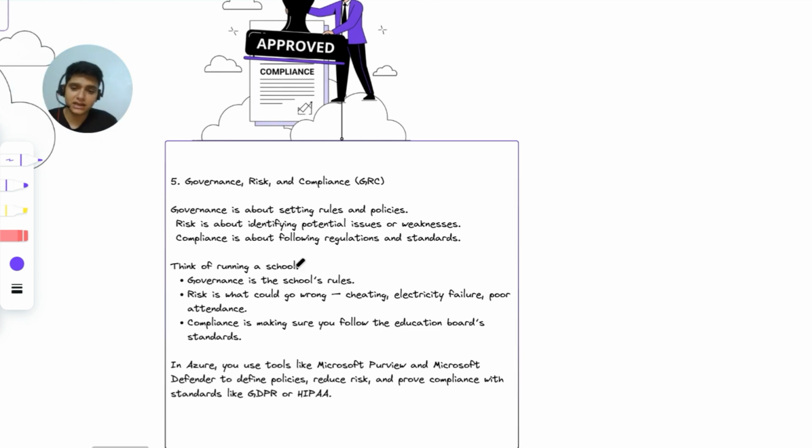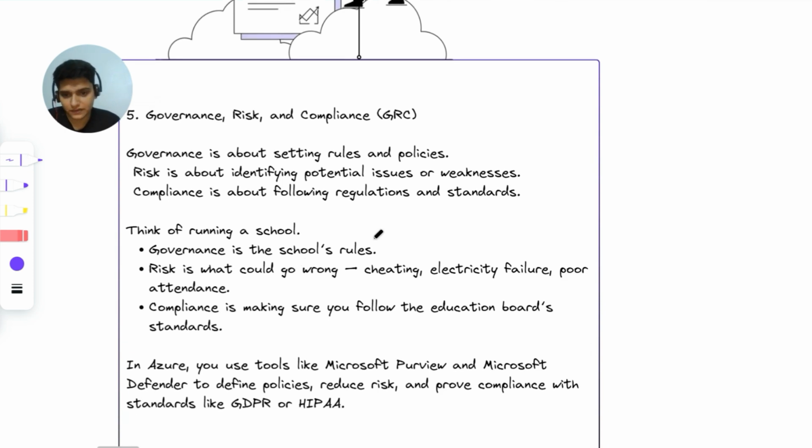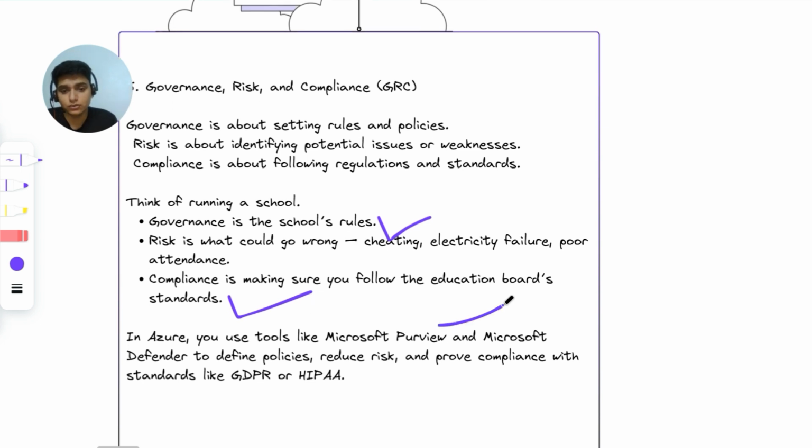Understand this like if you are running a school. Governance is the school rules, risk is what could go wrong, like cheating, electricity failure, or poor attendance rate, and compliance is making sure you follow the education board standards. So in Azure, you use tools like Microsoft Purview and Microsoft Defender to define policies, reduce risk, and prove compliance with standards like GDPR and HIPAA.